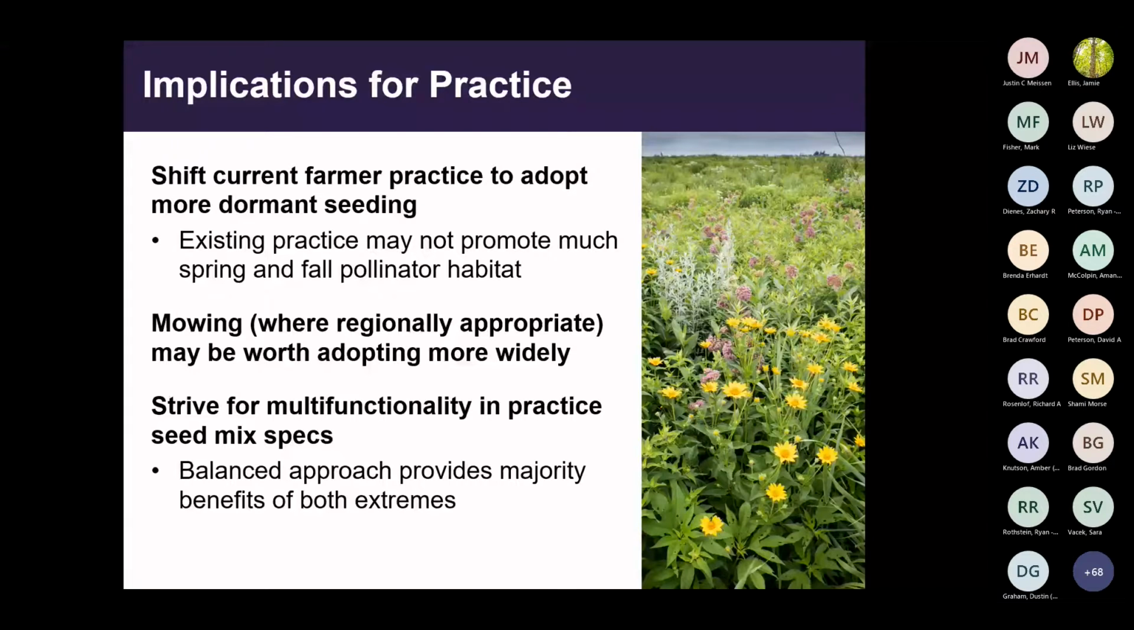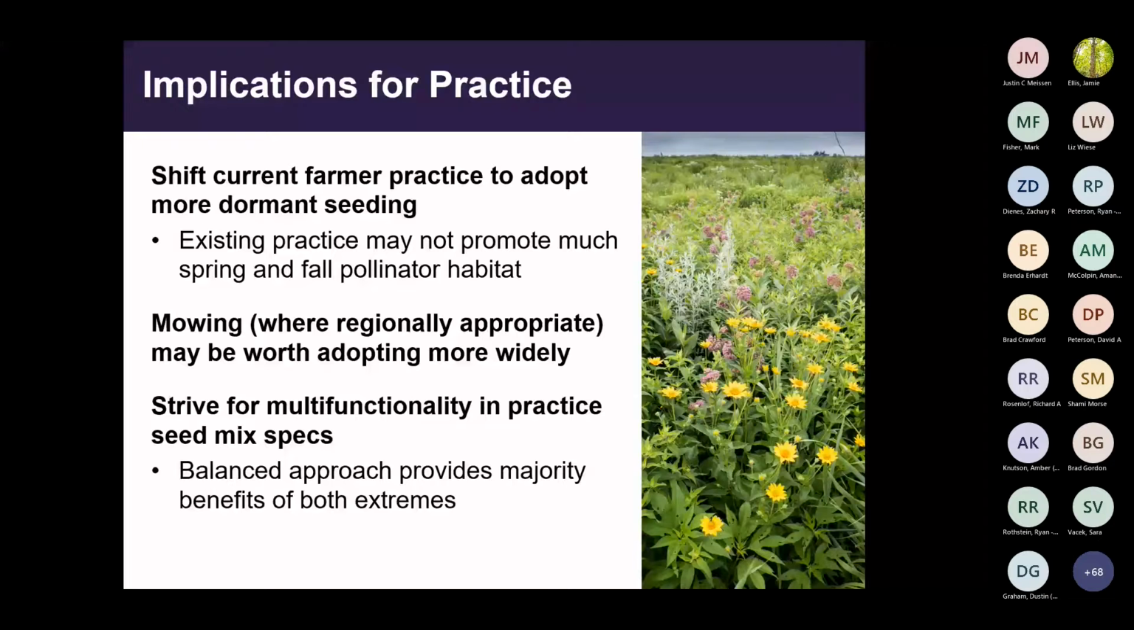And it makes sense to push the adoption of more dormant seeding, especially where pollinator habitat objectives are important. The existing way of doing things with farmers planting in the spring is maybe leading to some lost opportunities in terms of making sure that all three parts of the growing season produce floral resources. So, this means more training, more field days, updated guidelines.